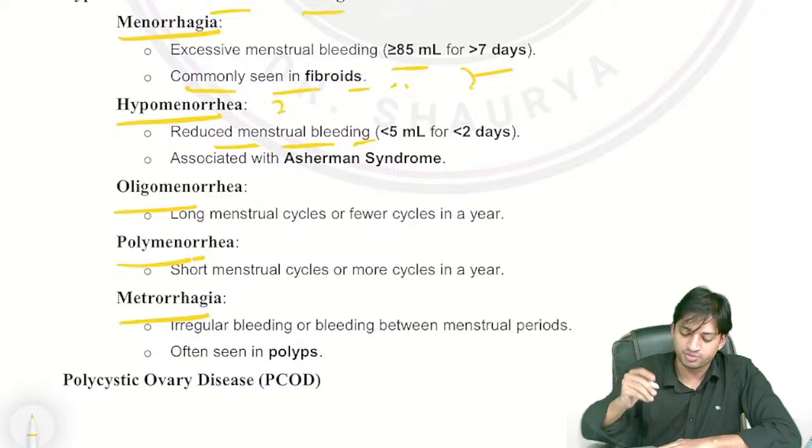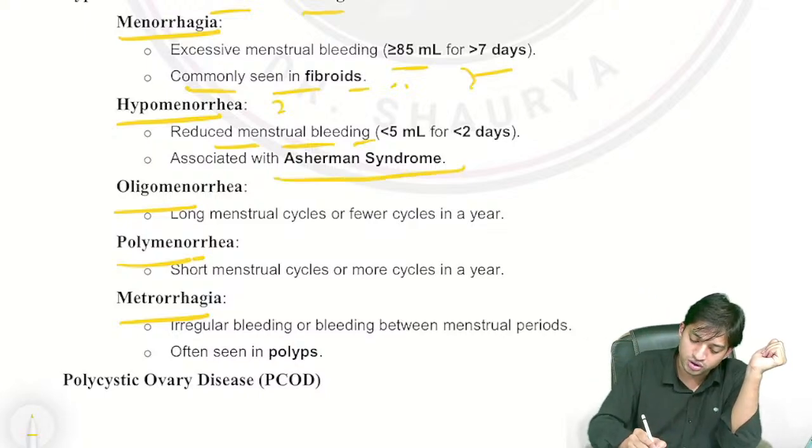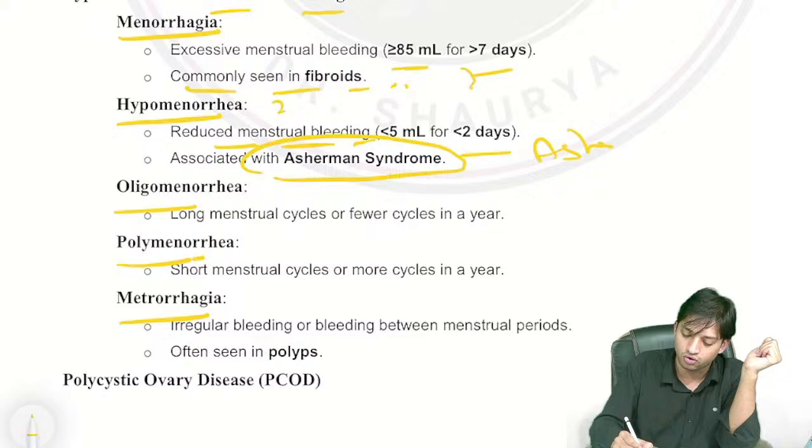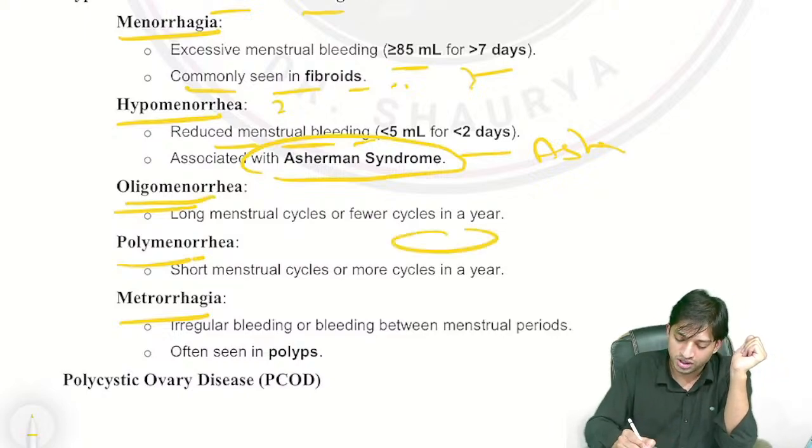Hypomenorrhea, reduced menstrual bleeding. Bleeding amount will be less than 5 ml and for less than 2 days. Done. Associated with Asherman syndrome. Oligomenorrhea, you already know, long menstrual cycles.